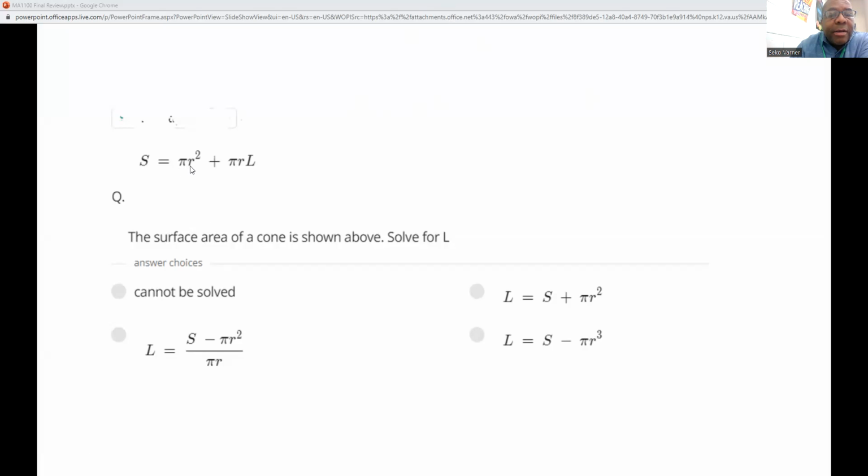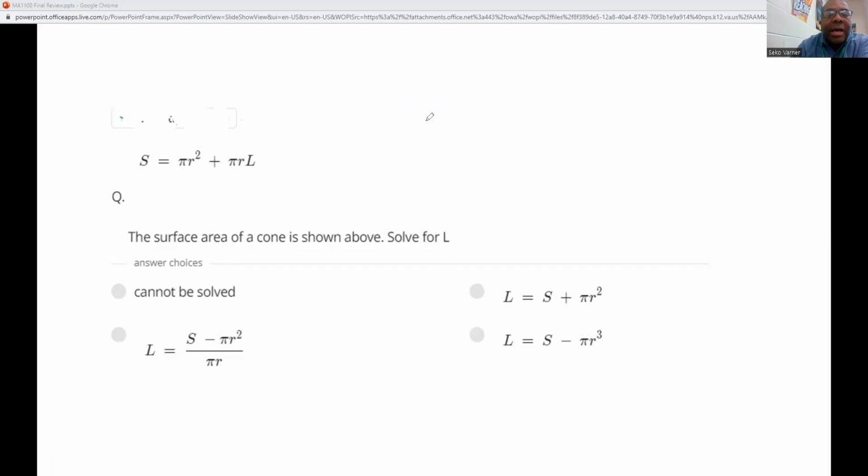S equals pi r squared plus pi rl. The surface area of a cone. So if I wanted to measure a cone, I would use this equation. Okay. It wants me to solve for L. It wants me to have L equals whatever the rest is. So I can do that. Let's do it.